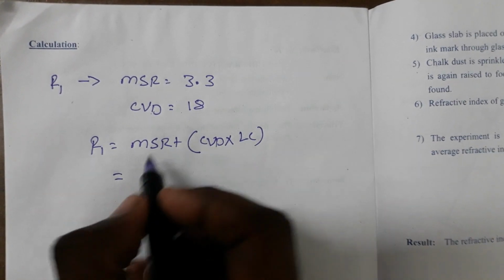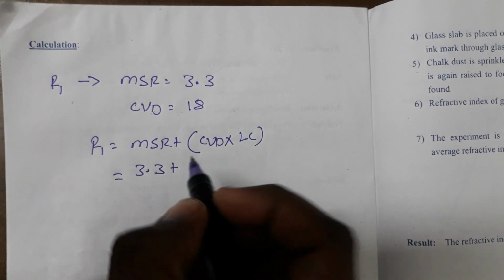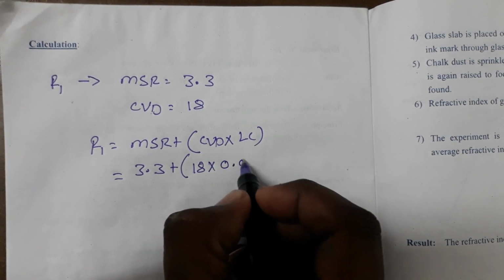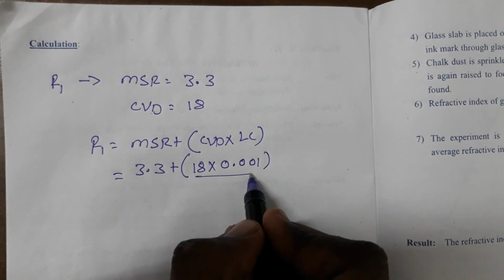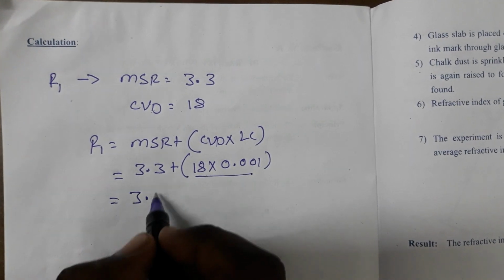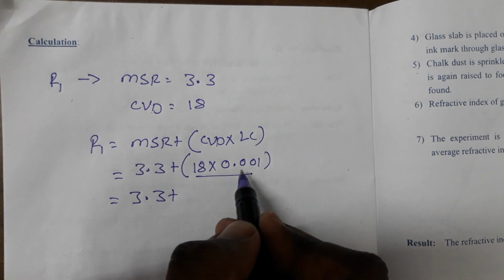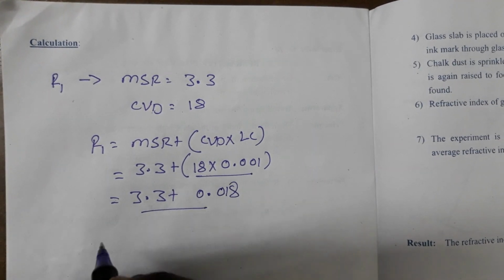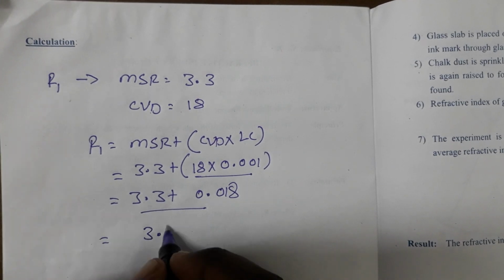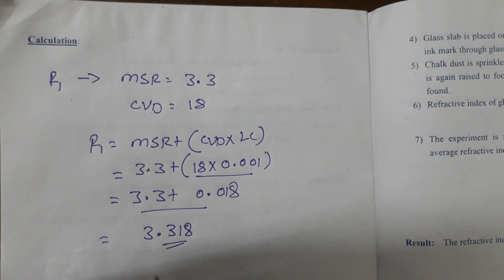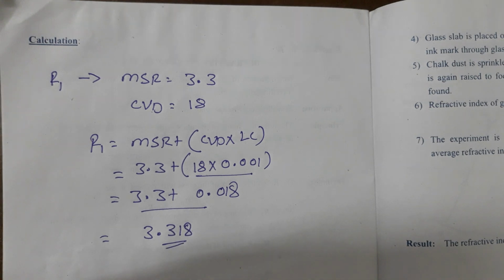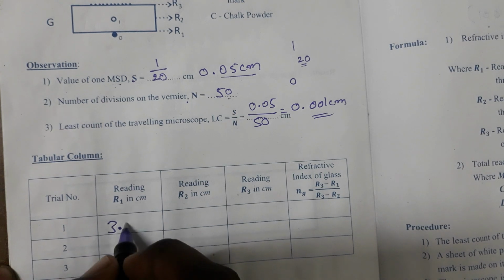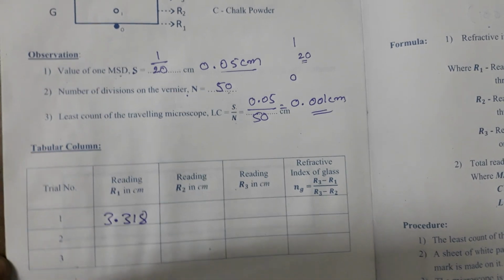What is the value of MSR? 3.3 plus CVD 18 into least count 0.001. First multiply these two. Okay, 3.3 plus 18 into 0.001 is 0.018. Now add these two. What we get? 3.318. Okay, so this is the R1 value. So what is R1 value? 3.318. Okay.